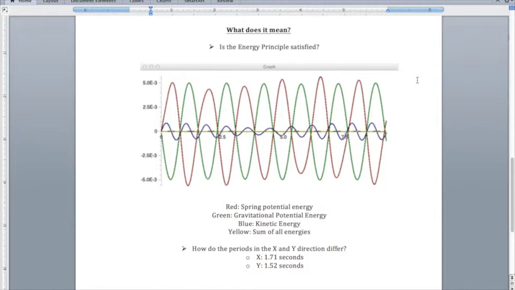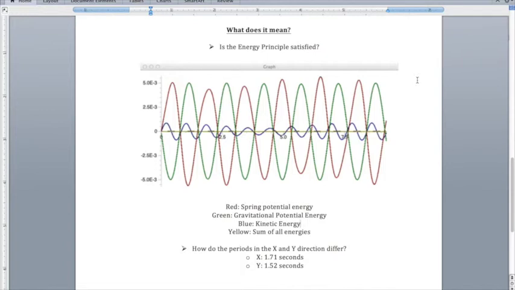Is the energy principle satisfied in this example? Now, looking at the graph we have from our computational model, you see we have an oscillating red line, which represents the spring potential energy, an oscillating green line, which represents the gravitational potential energy of the system, and an oscillating blue line, which represents the kinetic energy of the system. And you see a yellow line that is not exactly at 0 the entire time, but it pretty much goes along the 0 line across the entire time interval, and that's the sum of all the energies, which is all equal to 0. Since that is equal to 0, then the energy principle is satisfied.